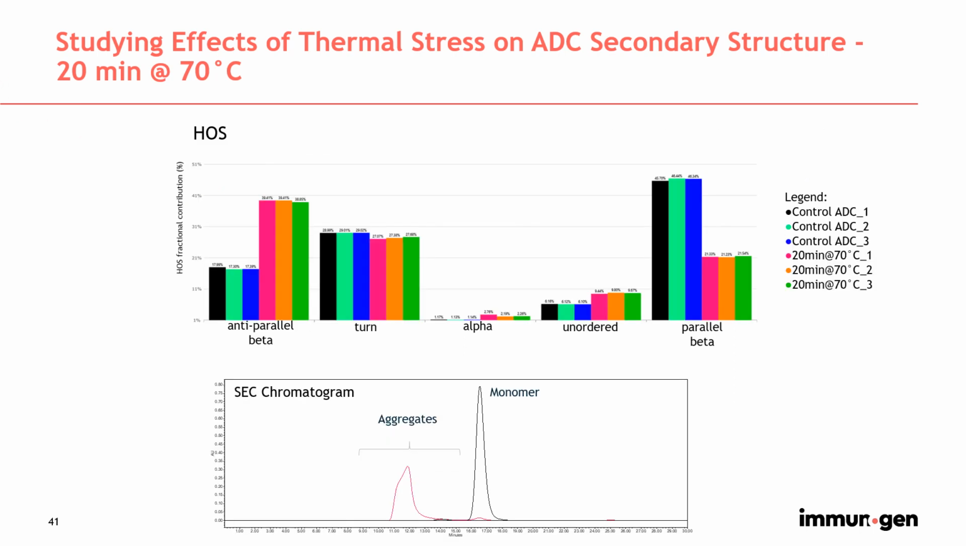Looking at the fractional contributions of the different components between the control and the stressed sample, we can see that the antiparallel beta sheet increases significantly in the stressed sample, with a corresponding drop in the parallel beta sheet. This is a characteristic observation that can be associated with aggregate formation in a sample. Also, we see that the unordered structure is slightly increased in the stressed sample. We were able to confirm this aggregation using SEC, which showed us that greater than 80 to 90% of the sample was actually aggregated at 70 degrees when stressed for 20 minutes.